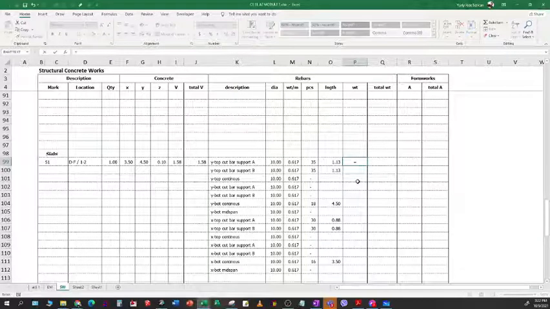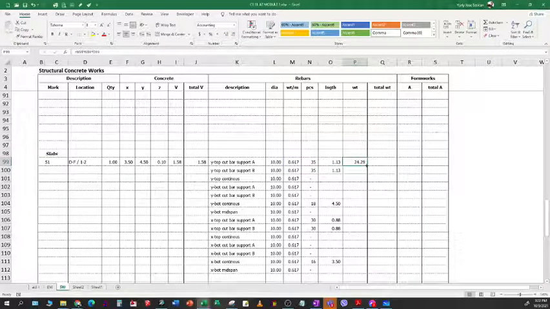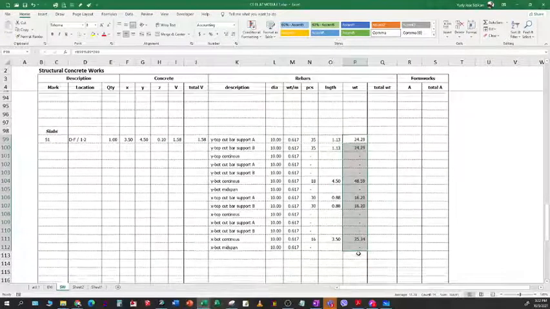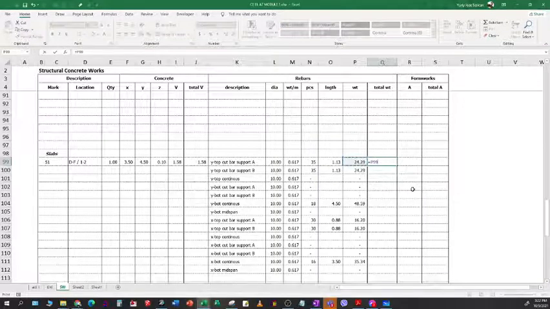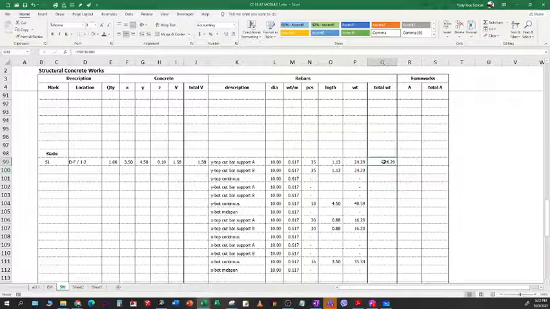Okay, then for the weight, that will be simply equal to the weight per linear meter times the number of pieces times the length. And then you just have to drag it down to the other rows. Then for the total weight, that will be the weight of this individual rebar multiplied by the quantity. Now, to lock in the quantity so that you will be allowed to drag it down, you press F4, and once you press F4, there will be a dollar sign at the cell that you want to lock. Okay, so once you press enter, you can now drag the formula down to the last row.